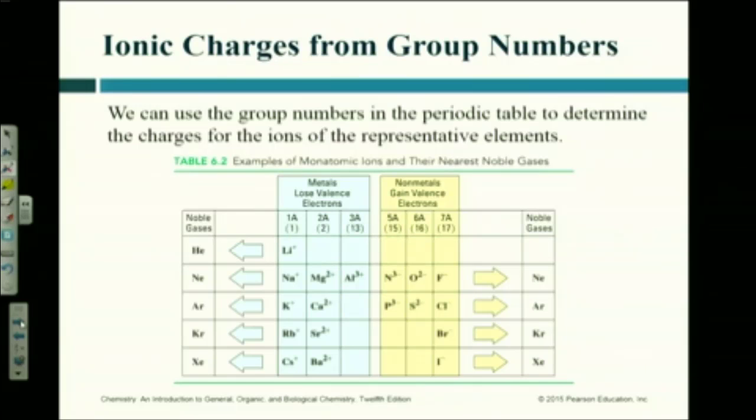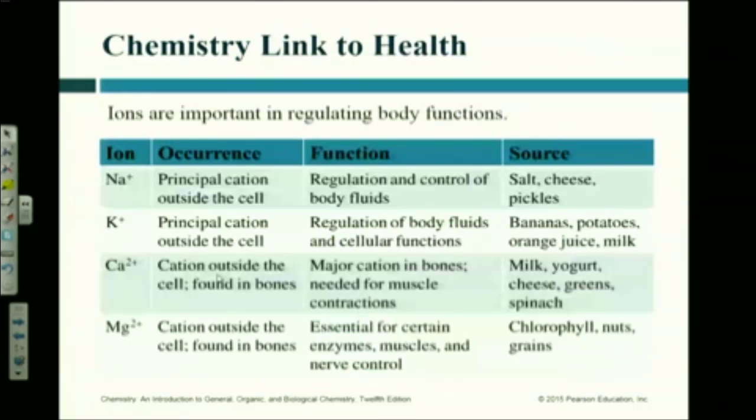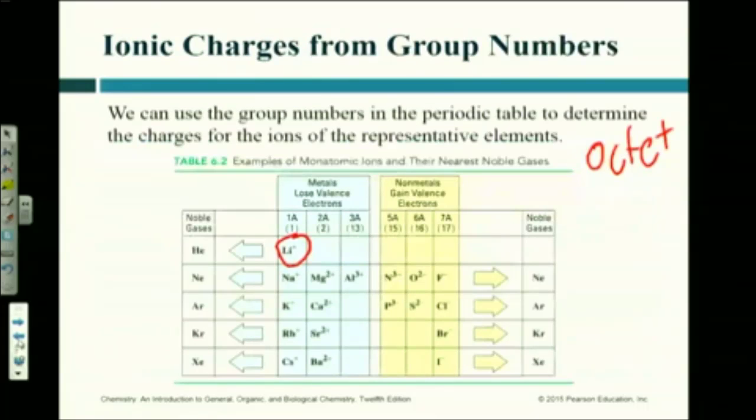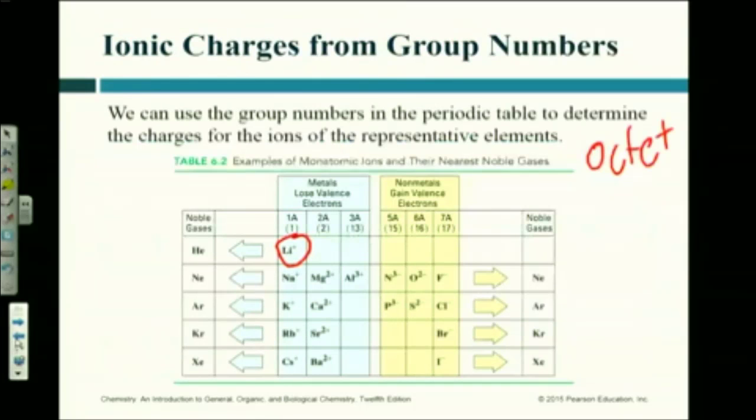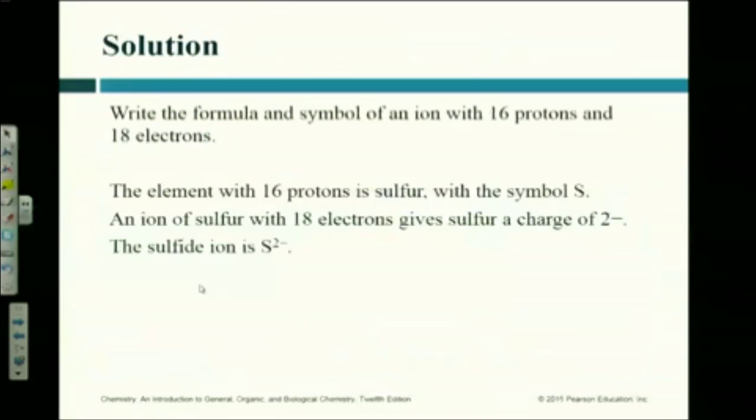So what did I say this? I call this rule, your book calls this rule the octet rule, right? Everybody wants to have 8 in its valence shell. I call it the noble gas rule because everybody wants to be like a noble gas. Look, here's lithium, sodium, potassium, the group 1 elements. They lose 1 electron, and their electron arrangement looks just like the noble gases that they just passed. Group 2 elements lose 2 electrons, they go back here.